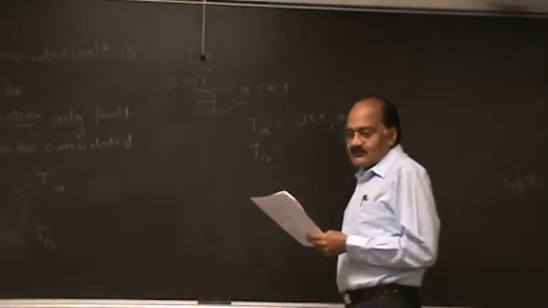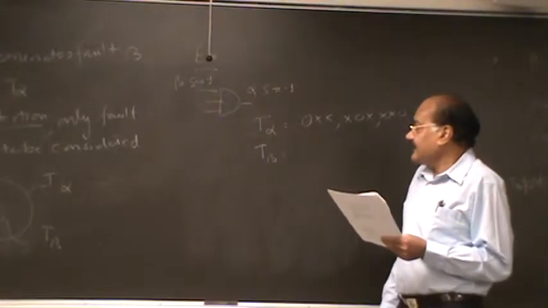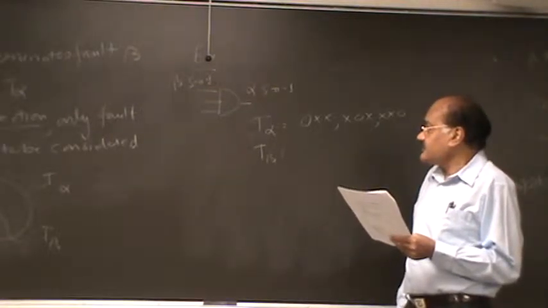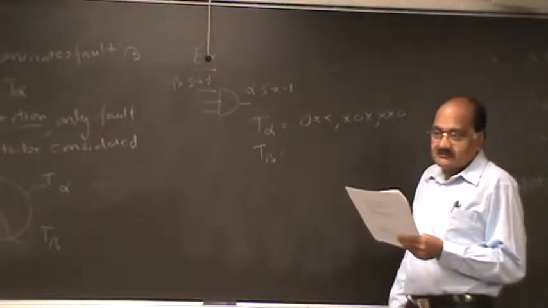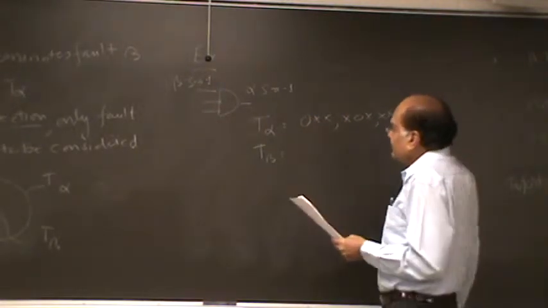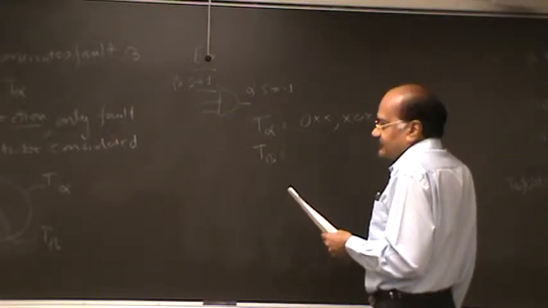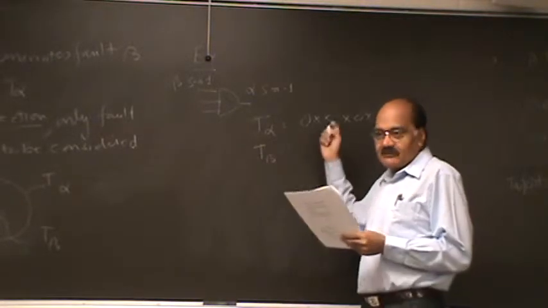Where X stands for a 0 or a 1. So basically all the combinations except 1, 1, 1. So this is actually a list of 7 combinations. Is that correct? Yes. 7 different combinations.